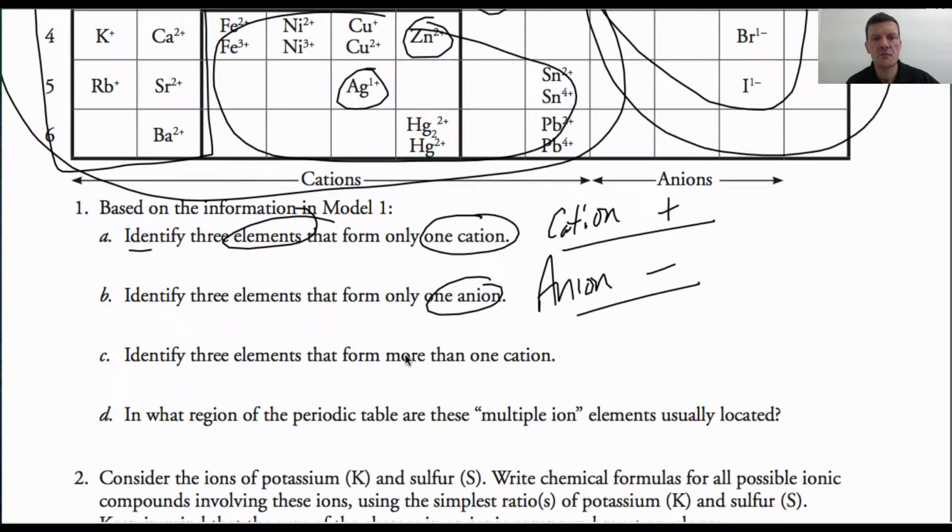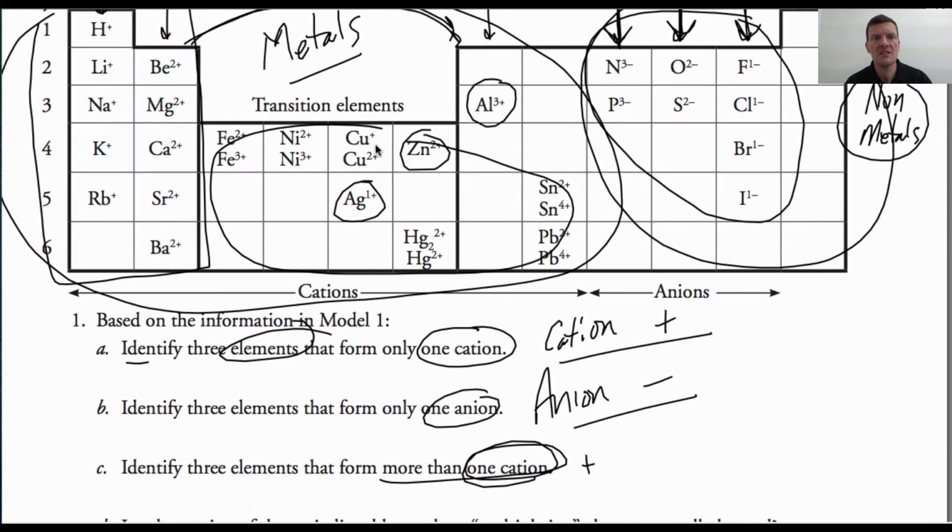Identify 3 elements that form more than one cation. Remember, cation is positive. So that would be anything in this middle section. These are often called the transition elements or transition metals. So iron, nickel, copper, mercury, tin, lead.